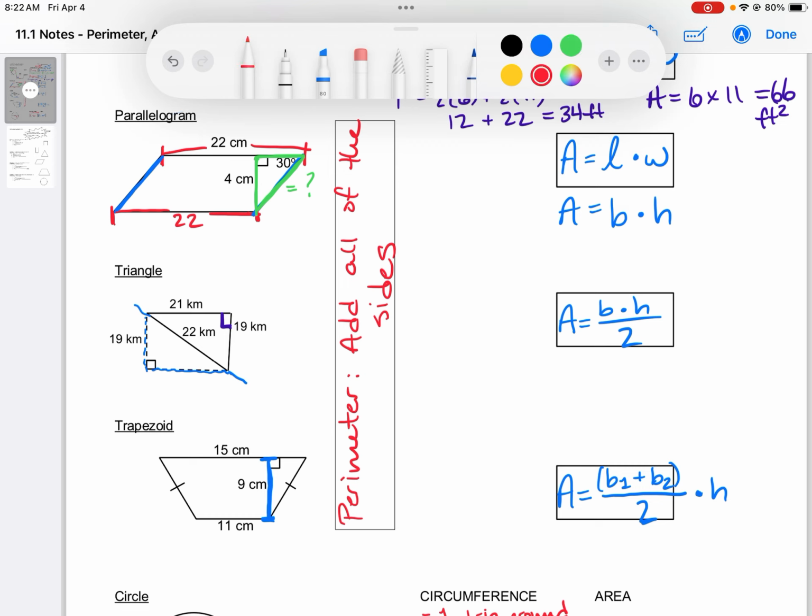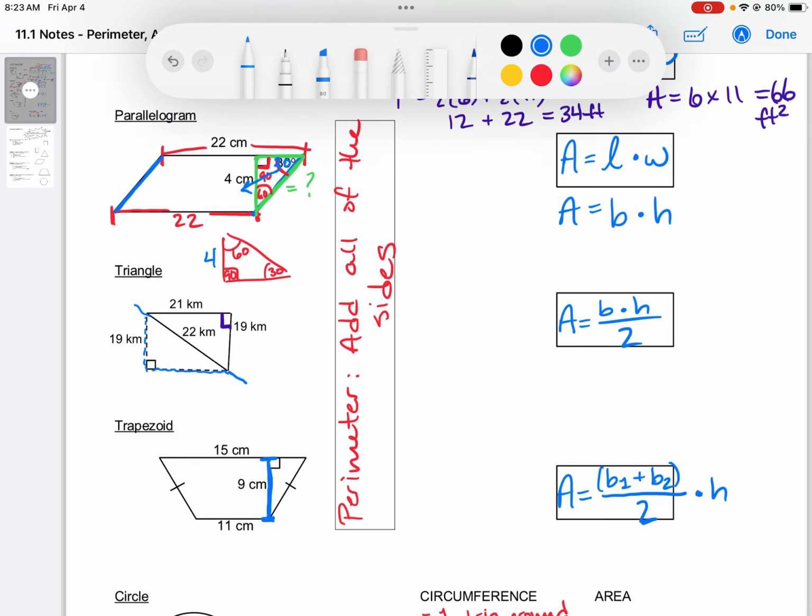So to do this, you're going to have to recognize that this is a special triangle. It is a 30, 60, 90. And so when you have a 30, 60, 90, the sides have ratios. So all we know right here is the short side. How do I know it's the short side? Because it's across from 30, which is the smallest angle.